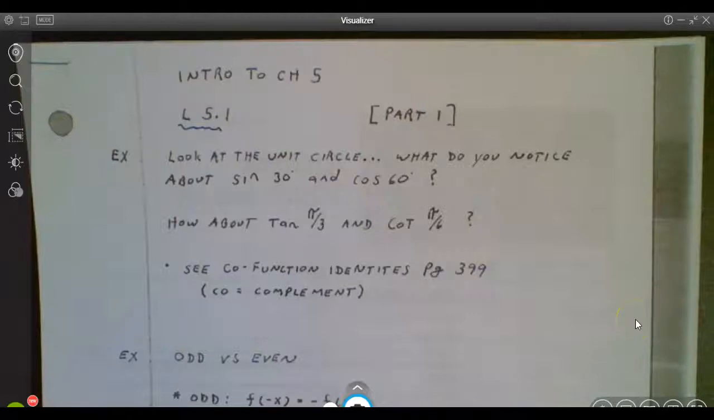Alright guys, getting into chapter 5. I'm still working on some trig stuff. So today we're getting the first part of lesson 5.1. So starting out with a little intro on complementary angles.